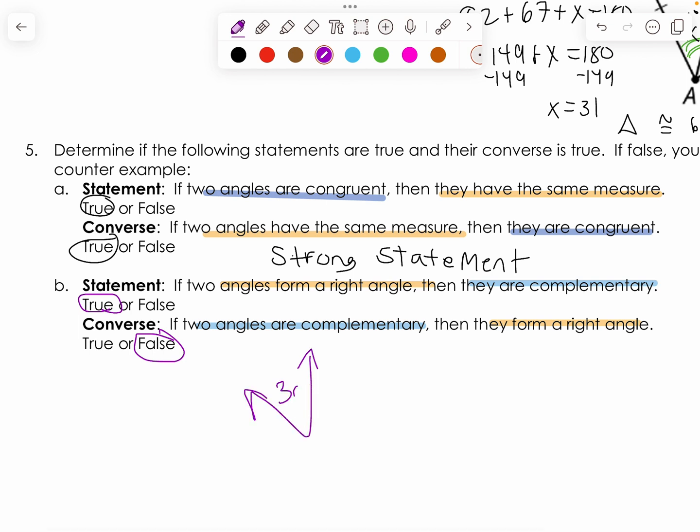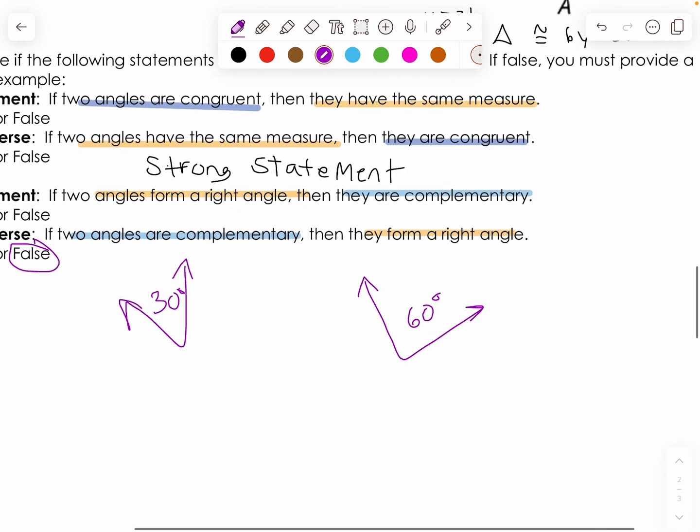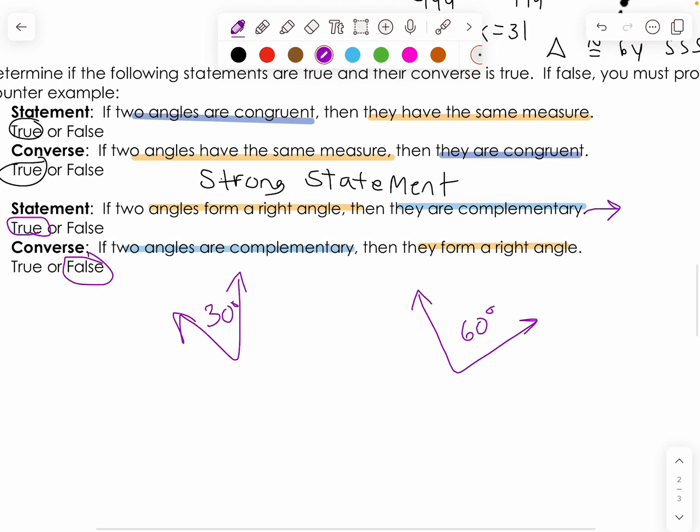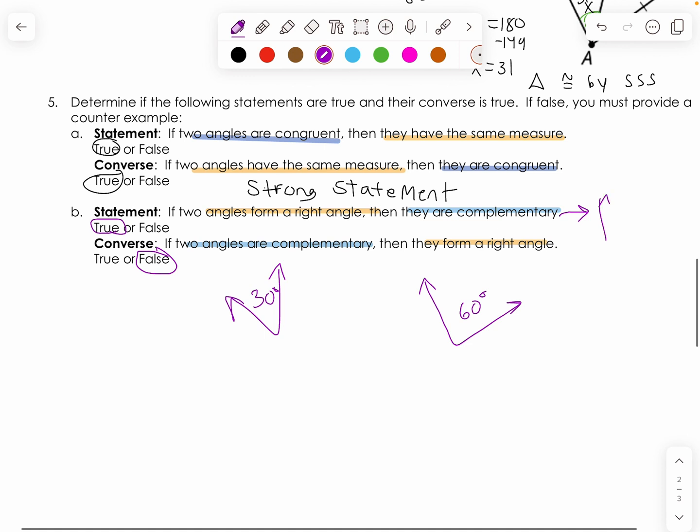This is a counterexample right here. You've got a 30-degree angle over here and a 60-degree angle over here. They are complementary, but they're not forming any right angles. This one above, if you wanted to see why it's true, if you have two angles forming a right angle, then they are complementary. It doesn't matter what those angle measures are. If they're forming a right angle, they have to add up to 90 degrees. All right, work on your practice problems.